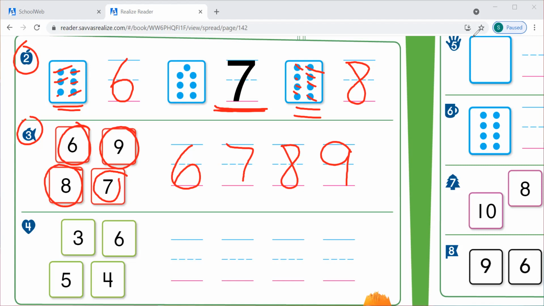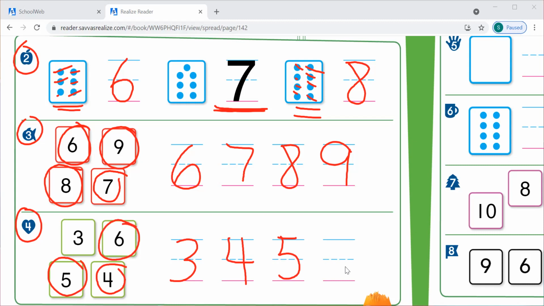All right, we're going to do the same thing on number 4. So we're going to look for the smallest number first. 3, 6, 5, or 4. So we know the correct number order as we count. Which is the smallest number here? 3. And then we want the next number to be 1 greater than 3. 4. The next number, 5. So we know how to count in the correct order. And 6. So each number is 1 greater than the number before.